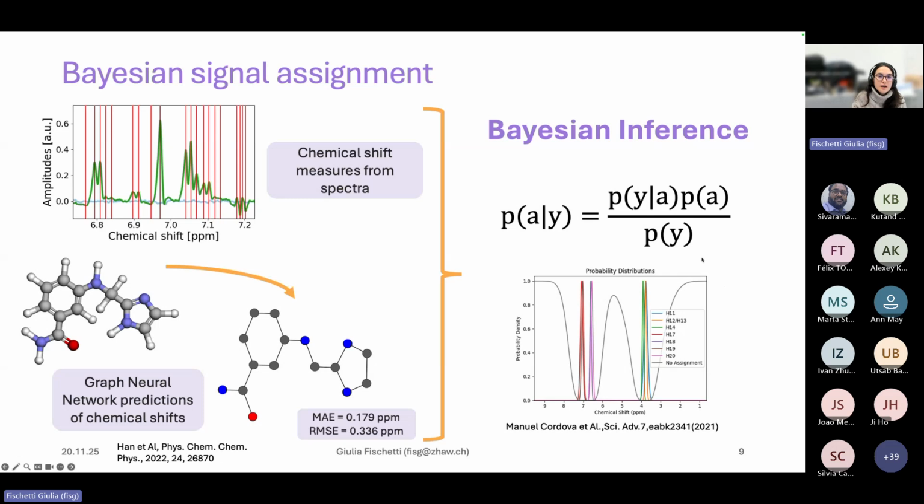And in this case, this is the traditional Bayesian equation, where the likelihood, so the probability of observing a certain experimental chemical shift y as a function of a given assignment A, is given by a probability distribution, like a Gaussian probability distribution, which is centered on each predicted chemical shift.